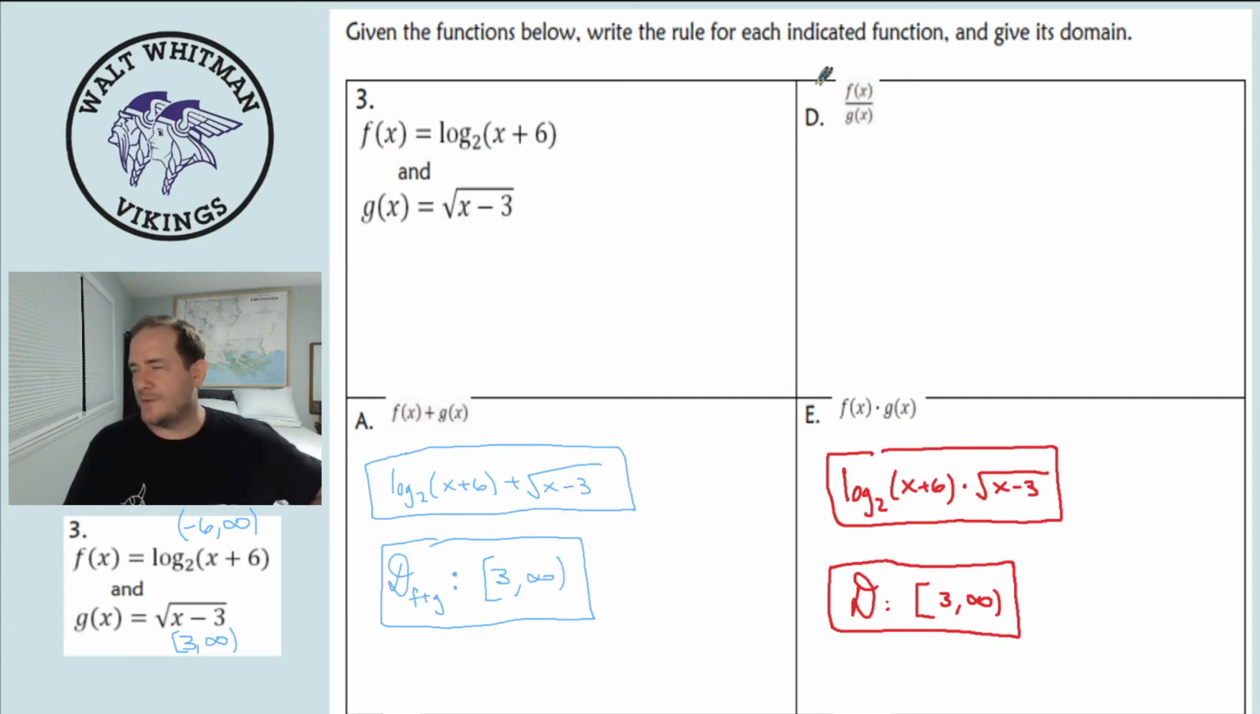But now we can do this quotient. Maybe this one will be interesting. In the numerator, we want the log, so log base 2 of x plus 6. In the denominator, we want the radical, root x minus 3. And you don't need to try to simplify that.